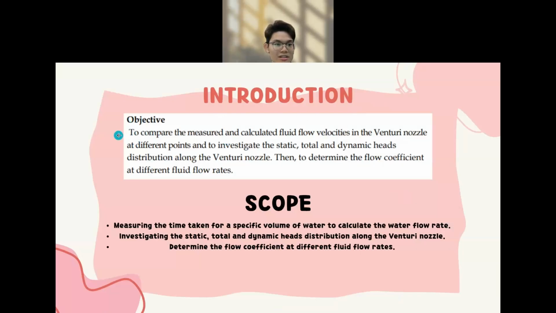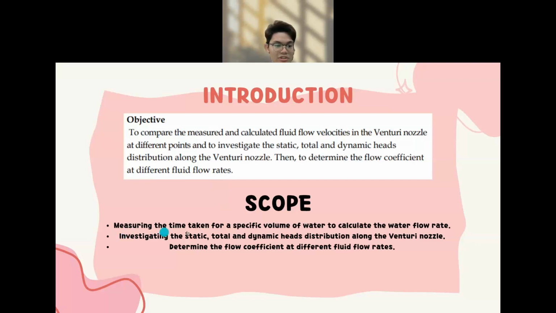Objective. The objective of the experiment is to compare the measured and calculated fluid flow velocity in the Venturi nozzle at different points, and to investigate the static, total, and dynamic head distribution along the Venturi nozzle. Then, to determine the flow coefficient at the different fluid flow rates.